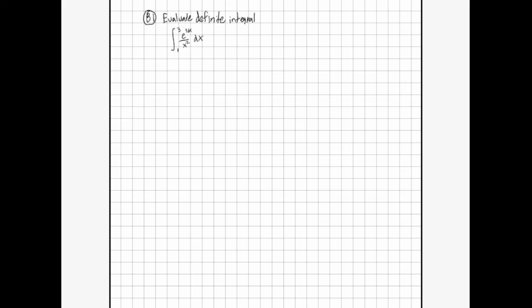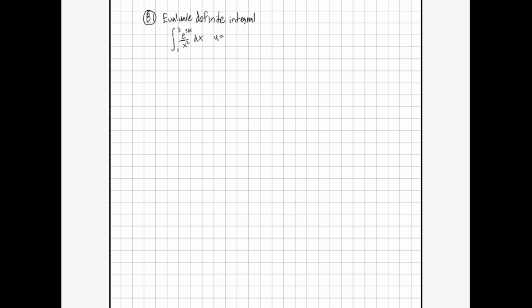Alright, so for number 87, the last problem, it says evaluate the definite integral from 1 to 3 of e to the power 3 over x squared dx. So the first thing I need to do is solve for u. And when I solve for u, I'm going to choose 3 over x.